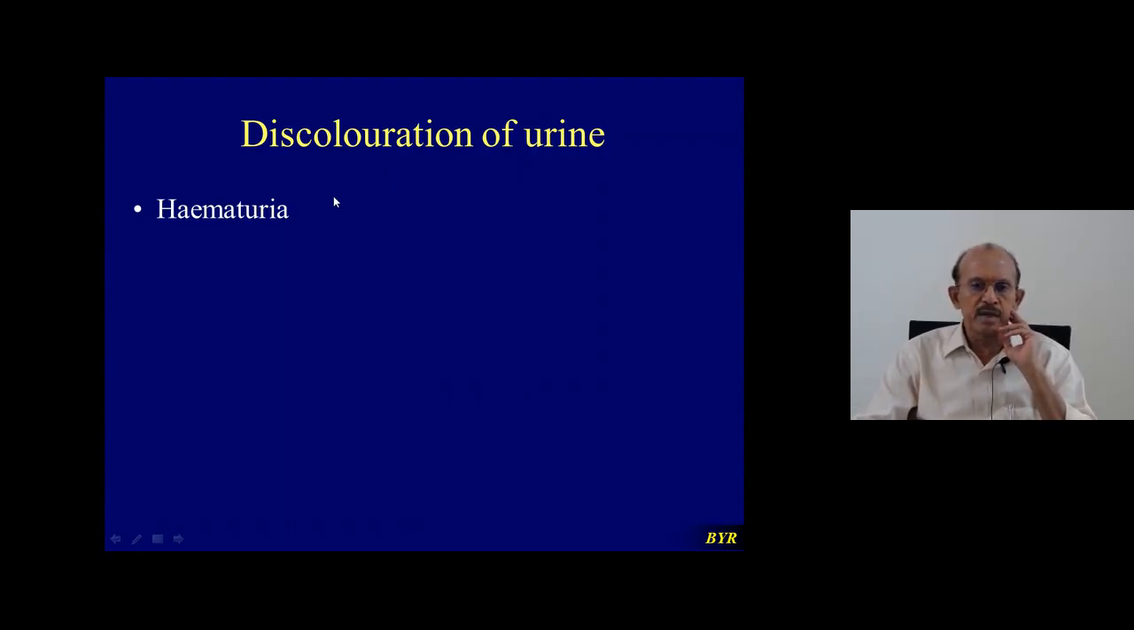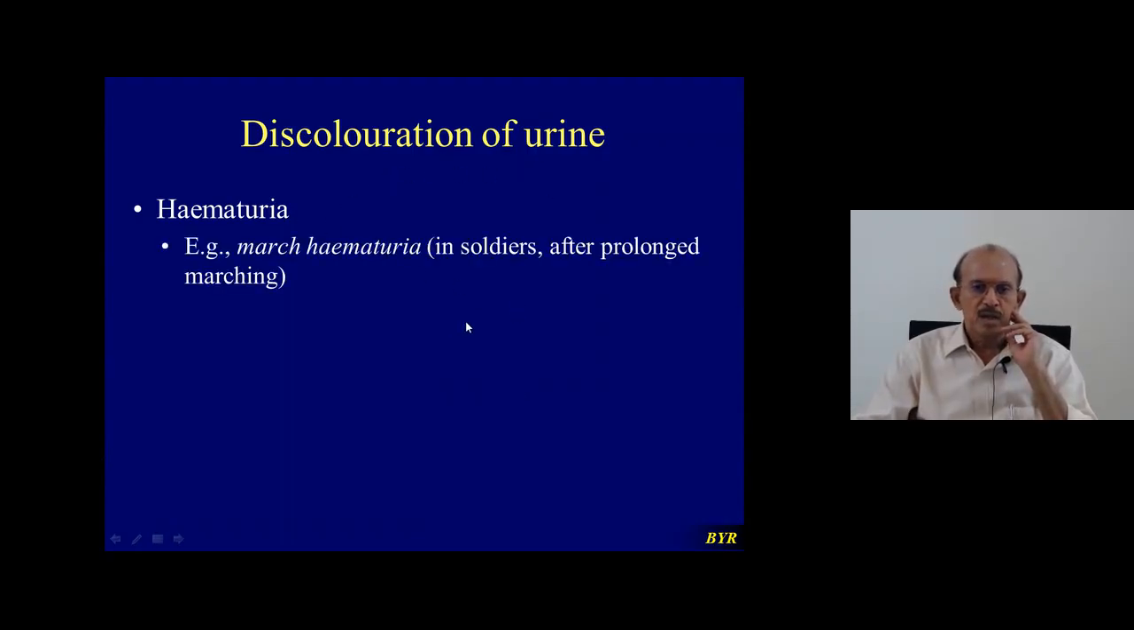Discoloration of the urine causes include hematuria, for example march hematuria in soldiers after prolonged marching. This is also called jogger's hematuria. So when persons are jogging, they also get hematuria. Or whenever the person does strenuous exercise, immediately after exercise the patient will pass blood-stained urine.